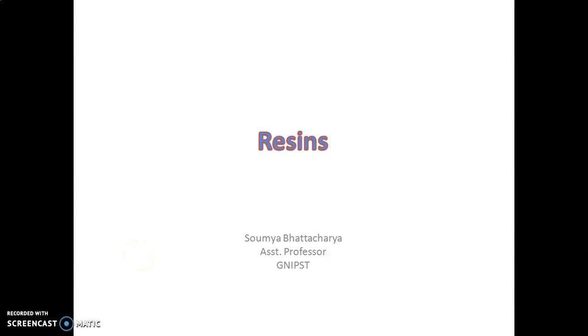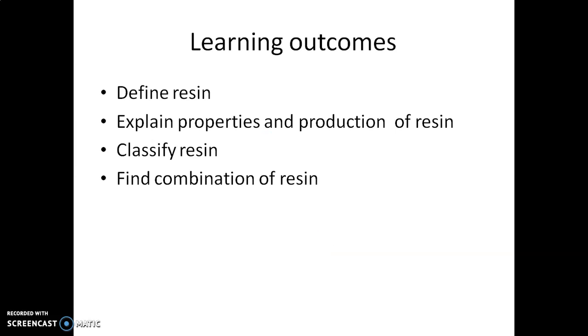Dear learners, today's topic of discussion is resins, another secondary metabolite and terpenoid derivative. After viewing this presentation, you will be able to define resin, explain properties and production or formation of resins in plant. You will be able to classify resin and find combination of resin.